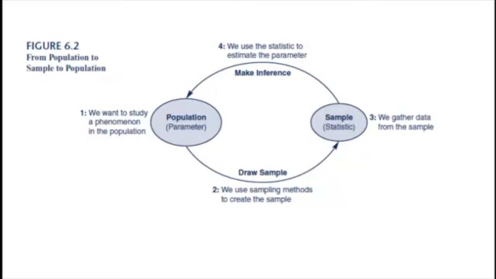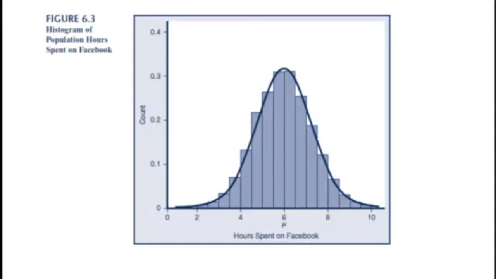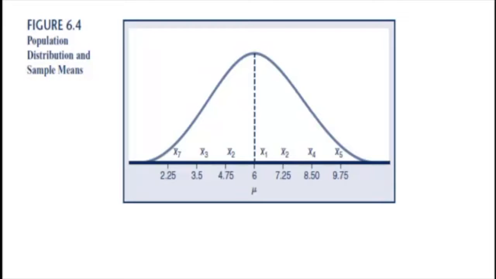Here is the number of hours spent on Facebook for a population. The histogram gives the proportion of the population for various values of the number of hours. We have superimposed a normal distribution on the histogram. If we take a sample, we obtain the mean of the sample. We could take many samples and calculate a sample mean for each sample. The distribution of all such sample means is the sampling distribution of the mean.